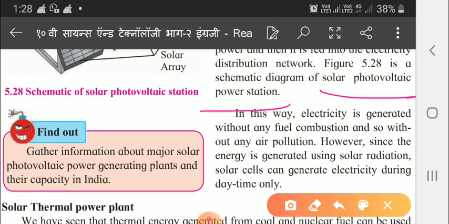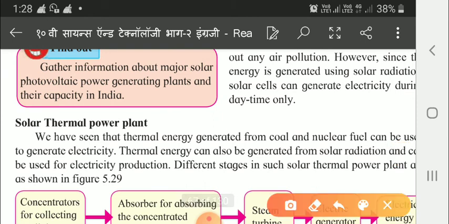What you have seen here is electricity generated without any fuel combustion, so it is without any air pollution. So this is the advantage. Solar radiation and solar electricity we can get only during the daytime, so that is the disadvantage.